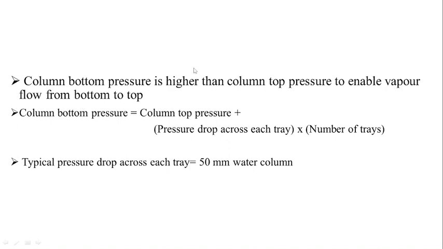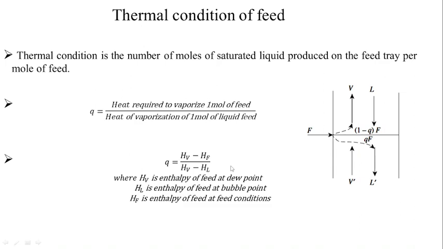Column bottom pressure is higher than column top pressure to enable vapor flow from bottom to top, and the equation for finding column bottom pressure is sum of column top pressure and pressure drop across each tray times number of trays. A typical pressure drop across each tray is 50 mm water column. Next we can see the thermal condition of a feed. Thermal condition is the number of moles of saturated liquid produced on the feed tray per mole of feed.